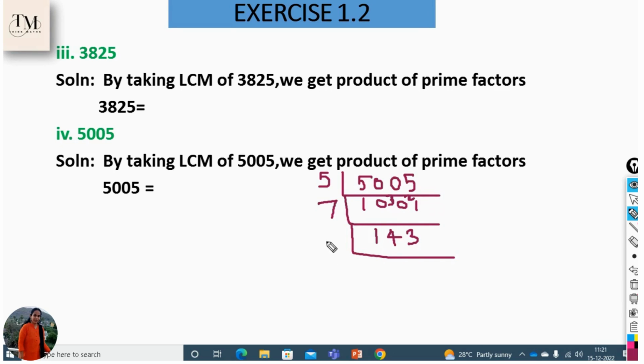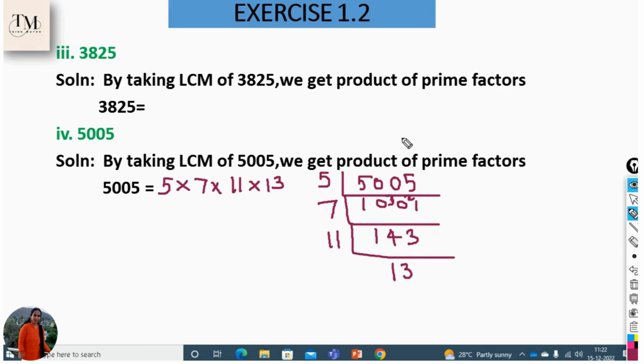After 7 is 11. So let me check for 11. 1 11 is 11. Balance is 3. So 13 is the prime number. So I stop here. So each prime number occurs once. So 5 into 7 into 11 into 13. So this is the prime factorization of 5005.